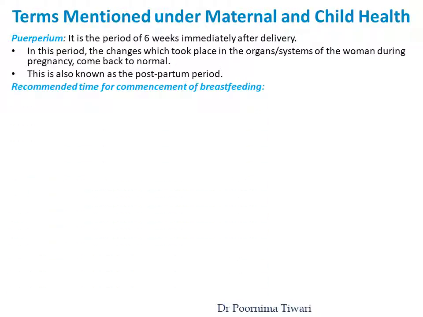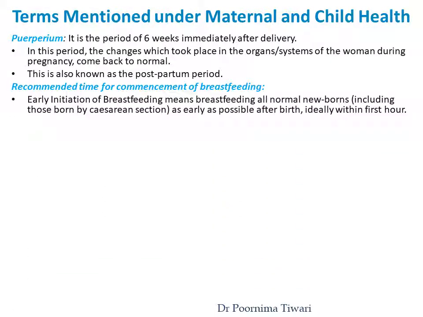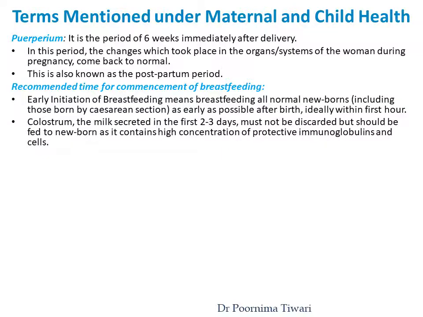Recommended time for commencement of breastfeeding. Breastfeeding should be initiated early, that is within the first hour of birth or as early as possible, including for those who are born by cesarean section. Then colostrum, which is the milk secreted for the first 2 to 3 days, must not be discarded because it is very essential for the newborn, as it contains protective immunoglobulins and cells for fighting infections, and it protects the newborn from infections. No prelacteal feed should be given to the newborn.